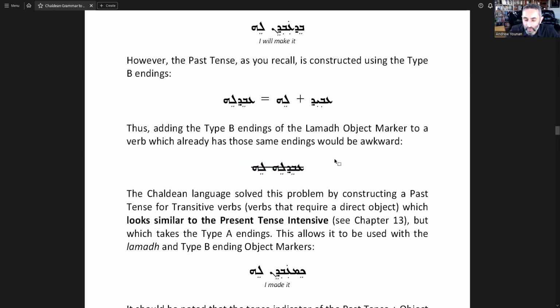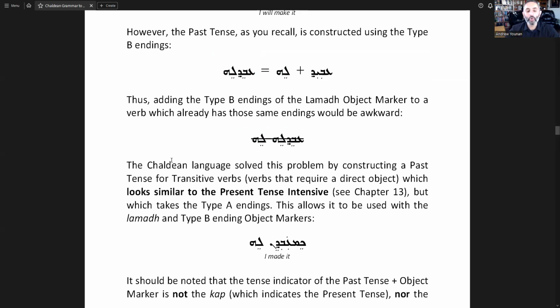Uidle le. Uidli le. I made it. Uidli le. It just doesn't sound right, at least to Chaldean speakers. It doesn't seem like a correct way to speak. So that was a problem.